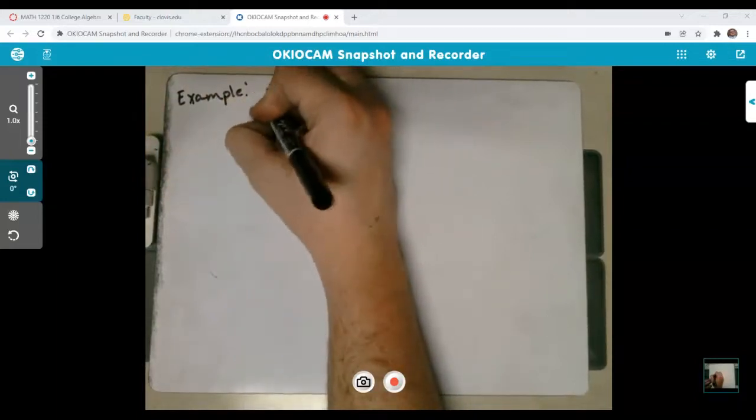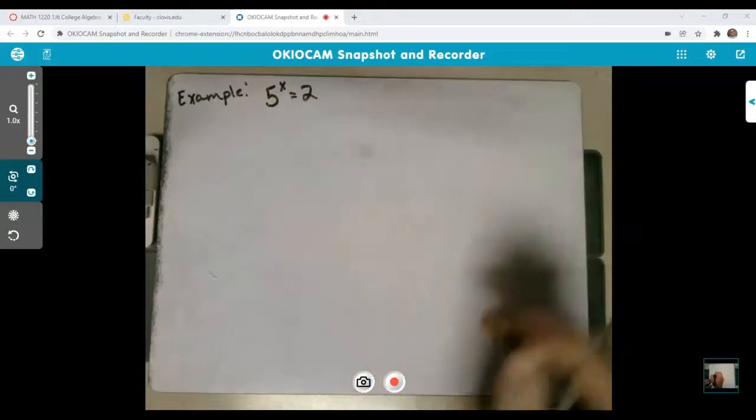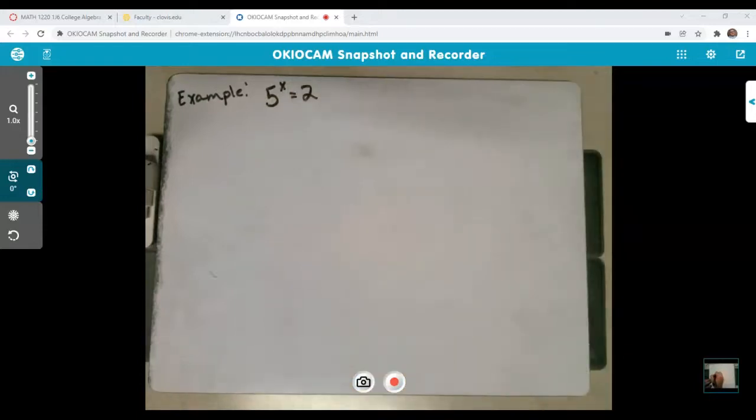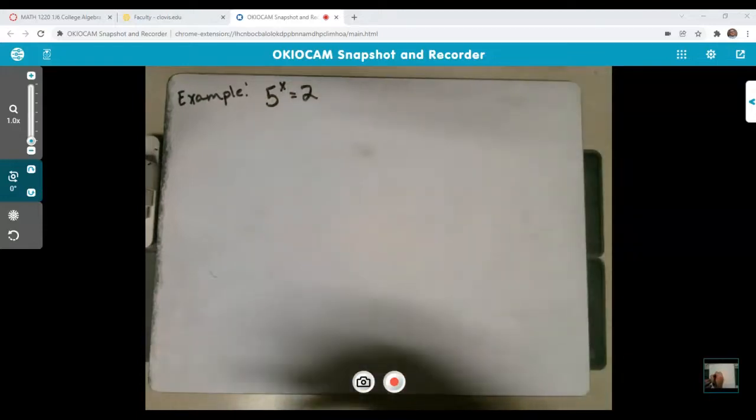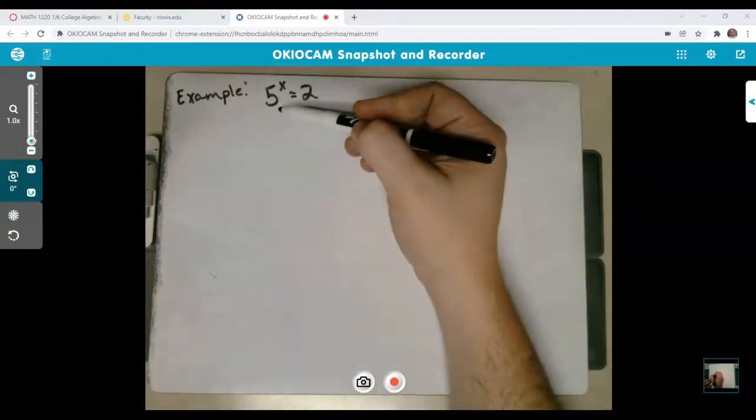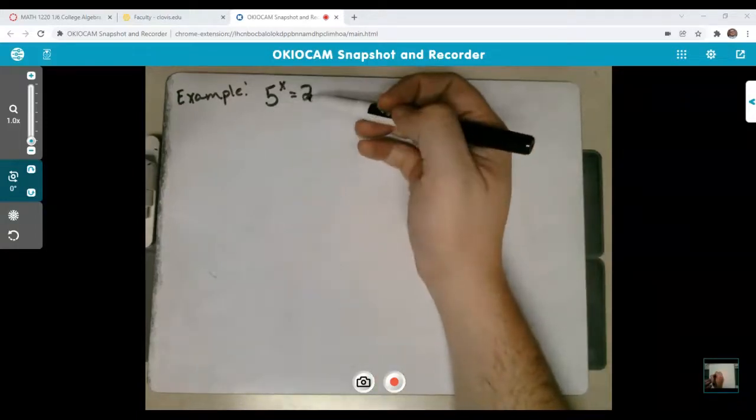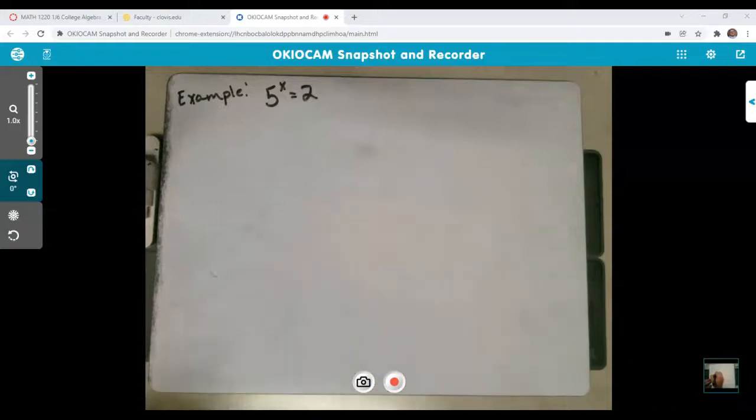Let's do 5 to the power of x is equal to 2. For that one, I would try to say, okay, is there a power I can raise 5 to and get me 2? Well, obviously there's not, because 5 is greater than 2. So there's not going to be a power there I can do.